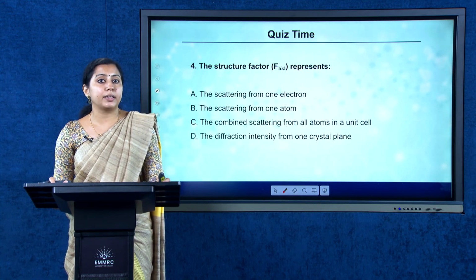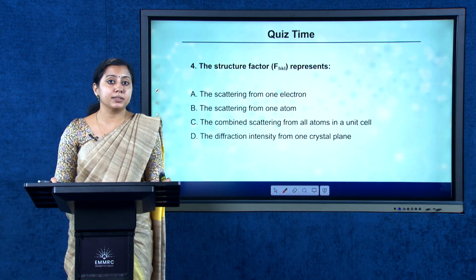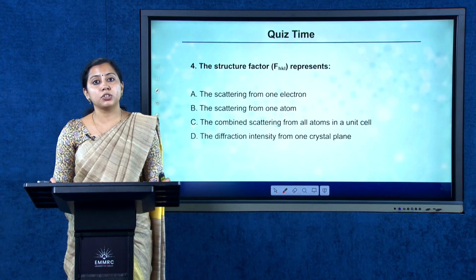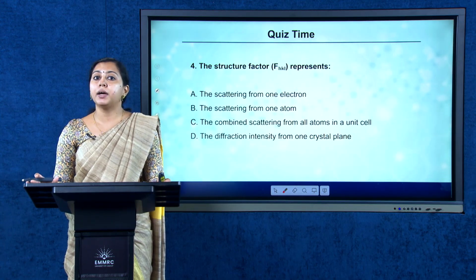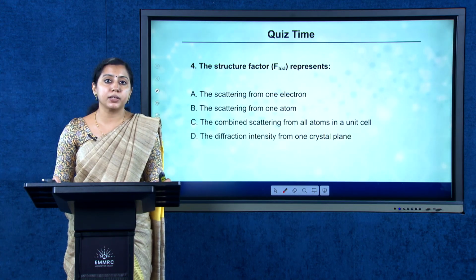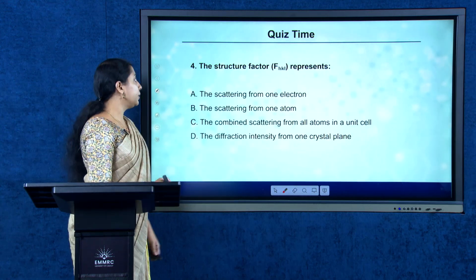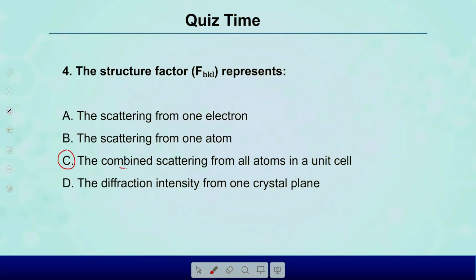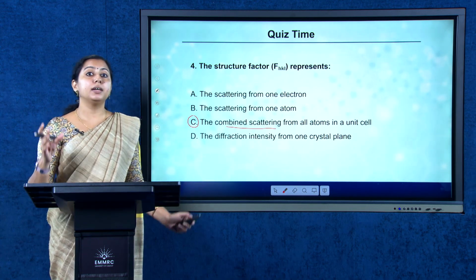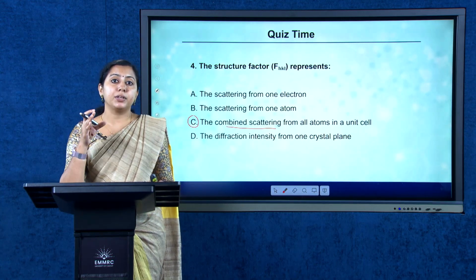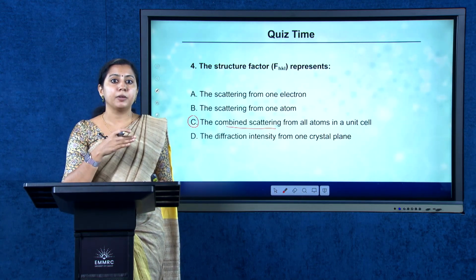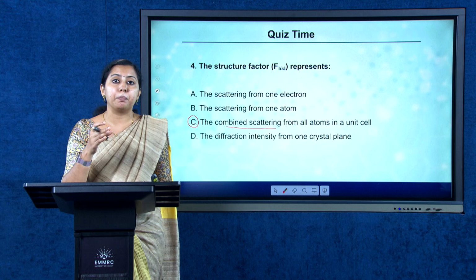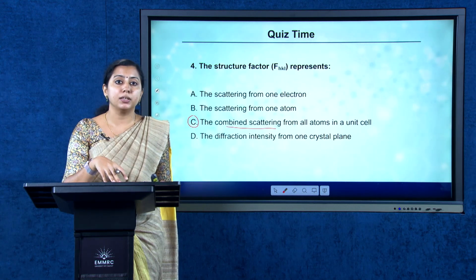While atomic scattering factor denotes the scattering by a single atom, the structure factor describes the combined scattering from all atoms in a unit cell. So, here the correct option is option C, the combined scattering from all atoms in a unit cell. The structure factor determines the intensity of the diffraction peaks, and it describes the combined scattering from all atoms in a unit cell.